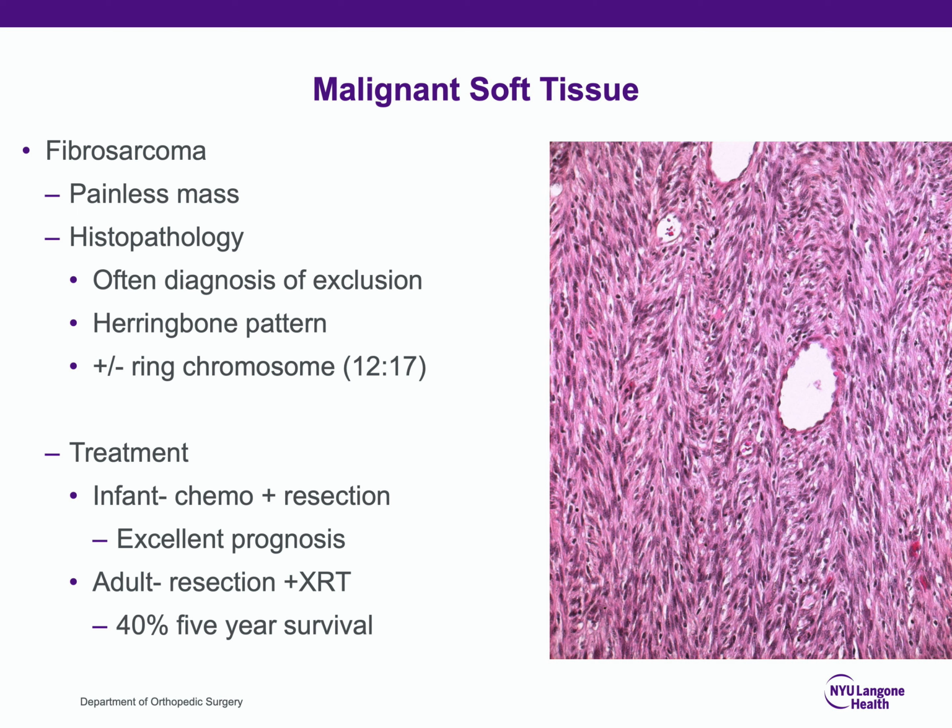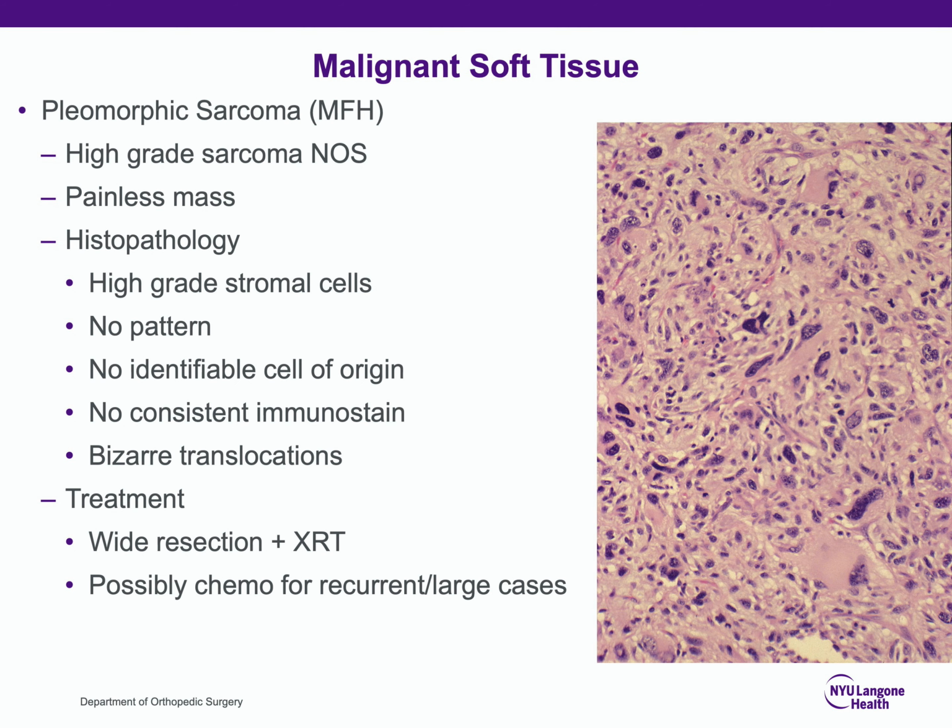But again, it's kind of a diagnosis of exclusion. This slide's important because this probably identifies the most common soft tissue sarcoma, which is a pleomorphic sarcoma. It used to be called an MFH, malignant fibrous histiocytoma. So if you go back and review old tests, that's what you'll see.